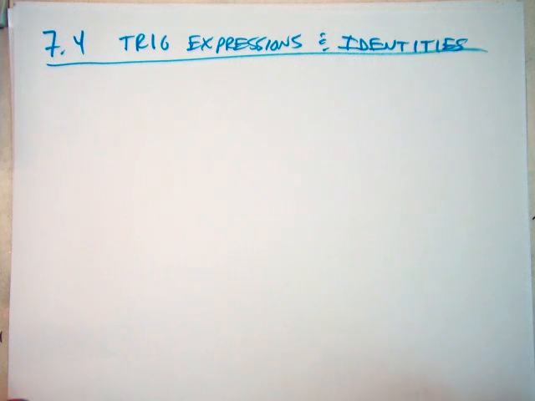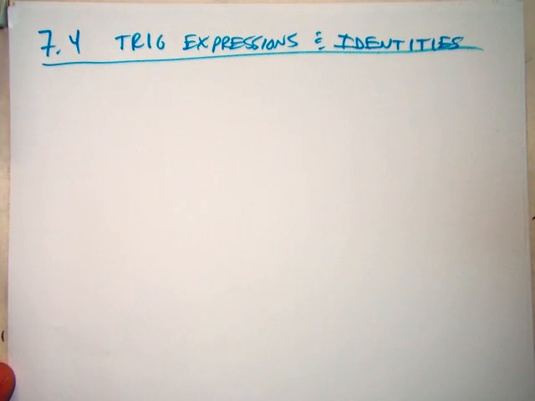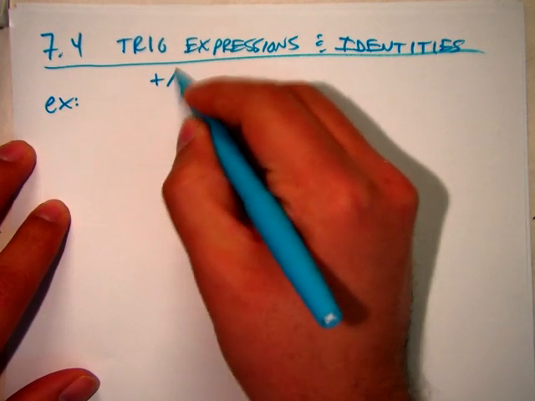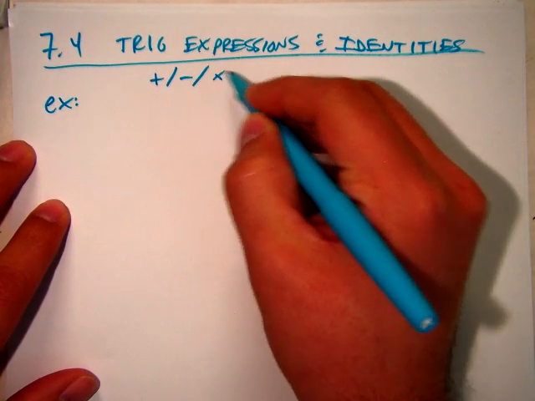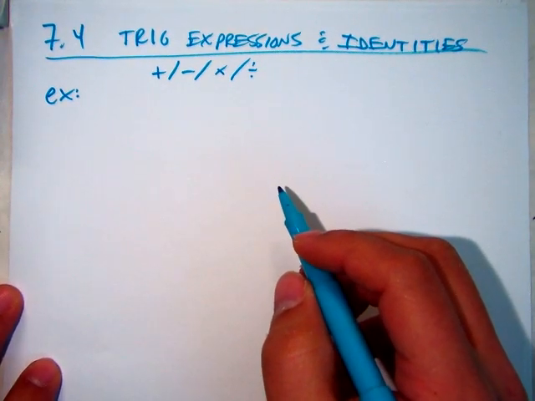Alright, so for the first part of 7.4, you need to know how to do a few basic things, and it's basically all algebra with trig. So for example, the first part is simply adding, subtracting, multiplying, and dividing trig expressions. And you're going to do exactly what you would expect you would do.